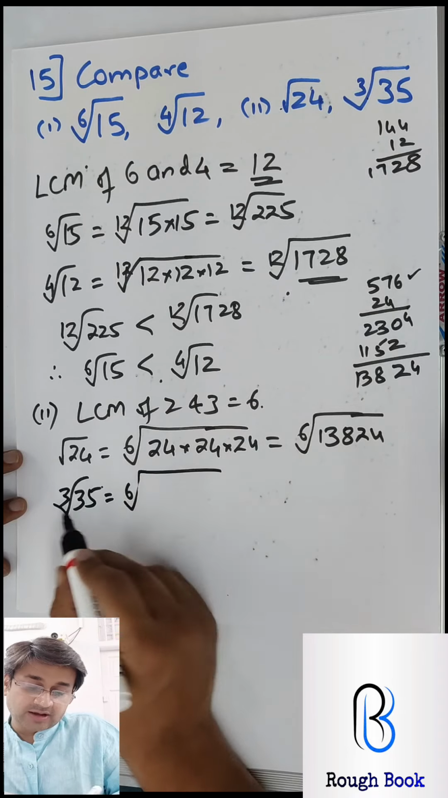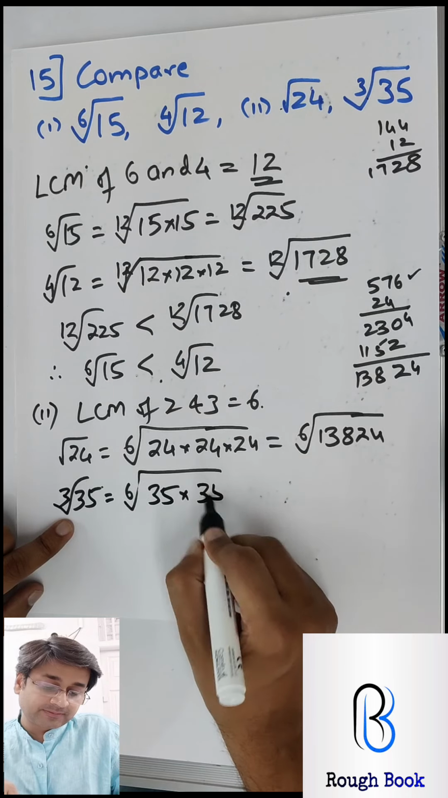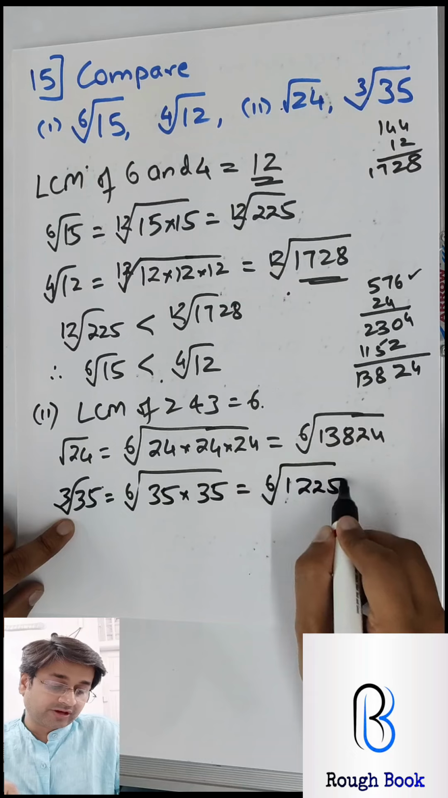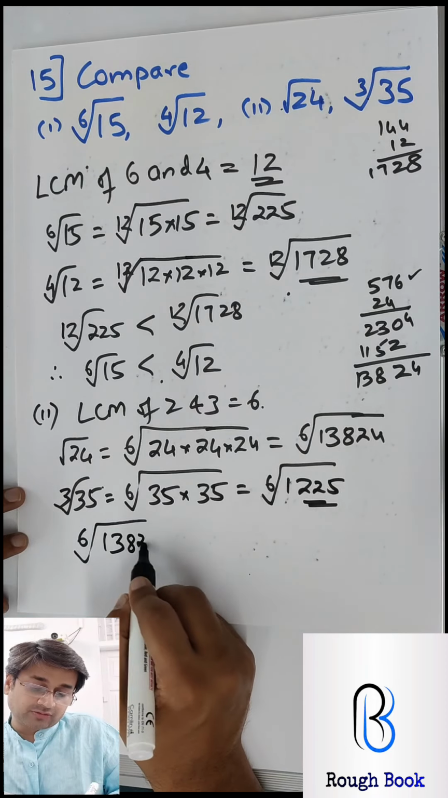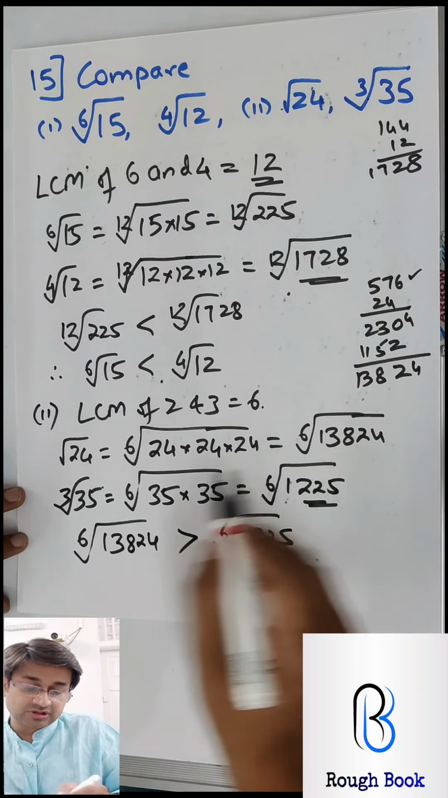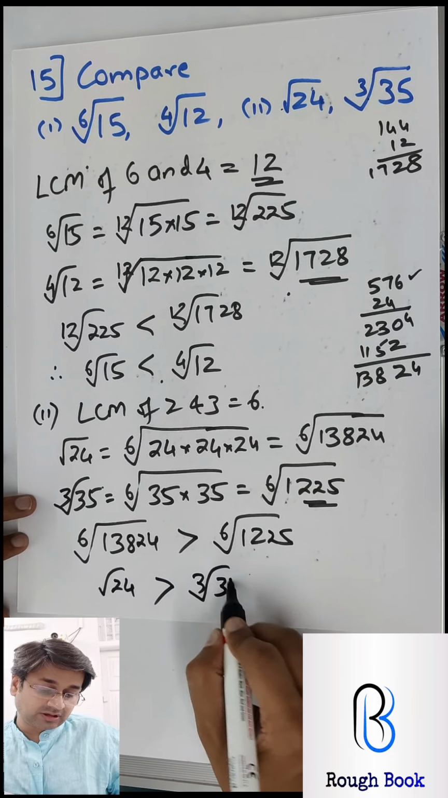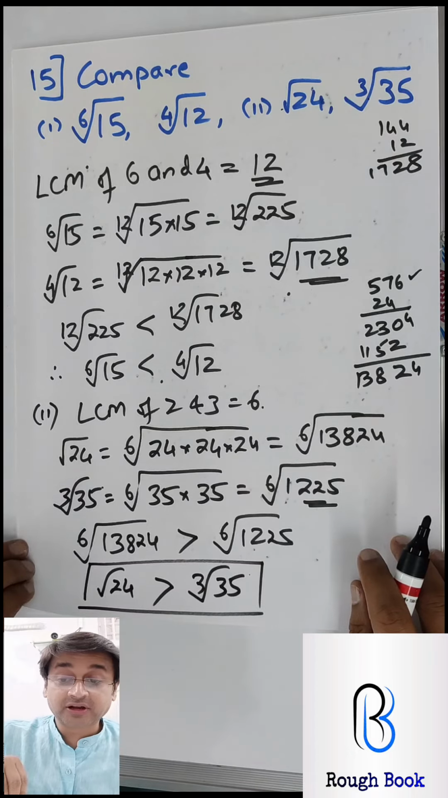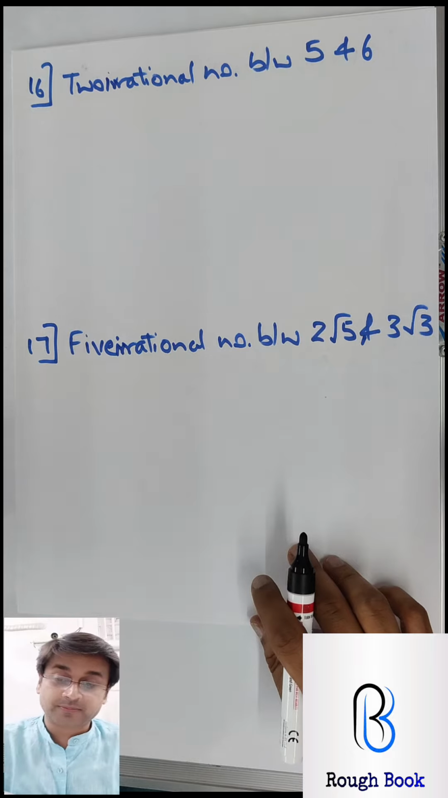So 6 root. 3 how many times? 2 times. So 35 also will be written twice. So that will become 6 root 35 square, 1225. Now can we compare easily? Yes. 13824 is bigger than 1225. So the original root 24 is bigger than the original 3 root 35. And there we go. Got it? Great. How many of you are getting it correct? I am proud of you. Seriously proud of you. Good job.